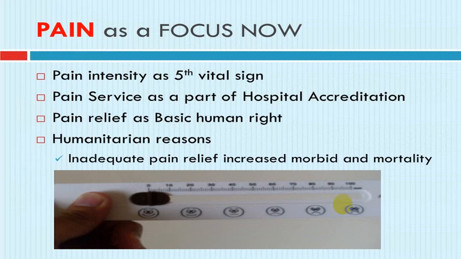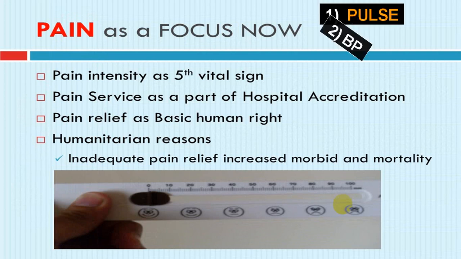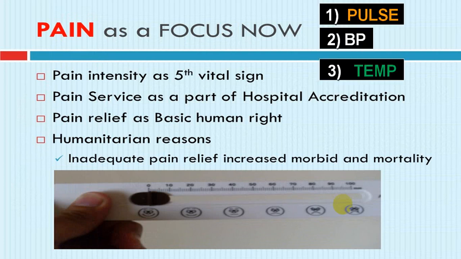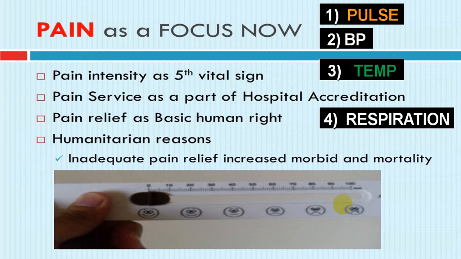Pain intensity is included as one of the vital signs. Normally we check only 4 vital signs, that is pulse, blood pressure, temperature, and respiration. But pain intensity is taken as a 5th sign, and even level of consciousness is also included in a vital sign. They also include urine input output chart, cyanosis, and skin conditions, etc.